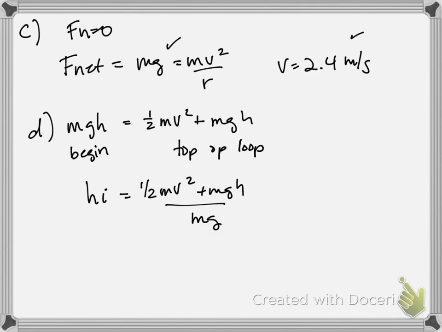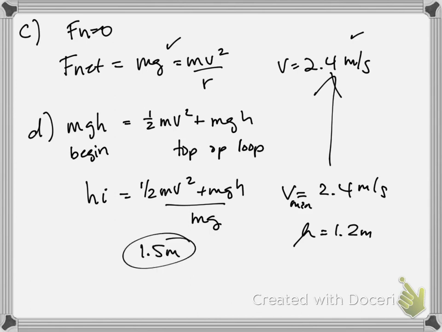Now, over here on the right-hand side, we know the mass, but we learned from part C that the minimum velocity here is 2.4 meters per second. It's not 0. It's got to have some speed to go through there. So we had to substitute that speed that we got from the last problem. And we know that the height is 1.2 meters, because if you look at the picture, the radius is 60 centimeters, and we've got to be 2 radiuses up there. So solving for the height, we get 1.5 meters, and just double checking, the original height was 2.0 meters, so we're in the right ballpark there.